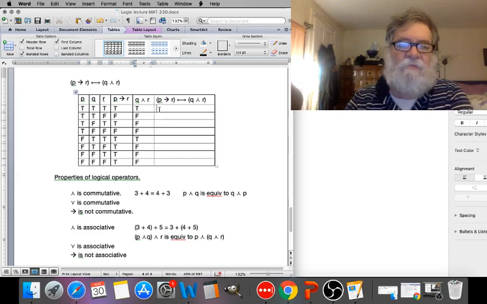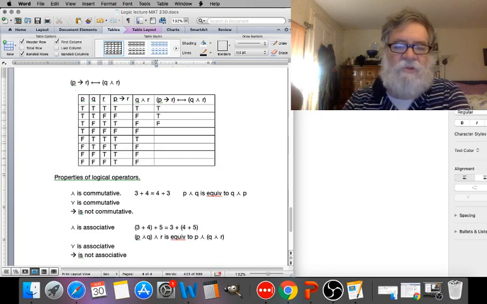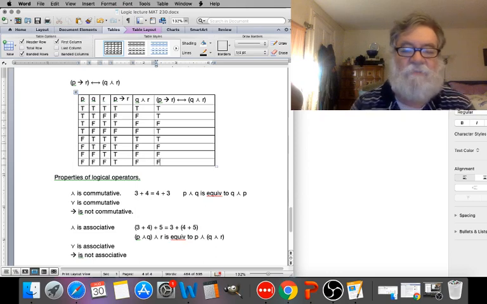And then finally we have this column implies that column. So this column is equivalent to that column, if and only if that column. It's also called is equivalent to. So T if and only if T is true. False if and only if false is true. But here they're different, so it's false. Here they're the same, so it's true. Here they're the same, it's true. And the last 3, they're different, so it's false. So this is the answer to finding the truth table for that particular expression.